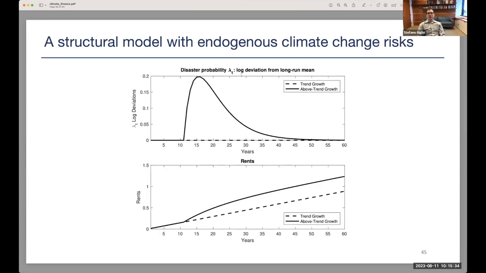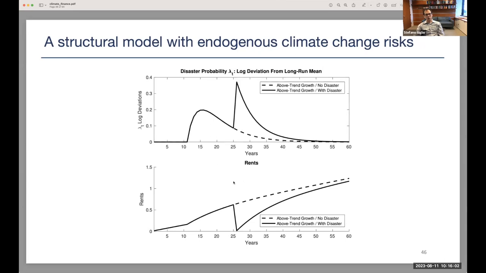So to give you a sense of what kind of paths this model can generate: this first graph is the probability of disaster as deviations from the trend, from a long-run mean, and this is the growth rate of the economy. So the economy was growing at a certain rate, then if for whatever reason the economy was growing faster than usual, then the probability of disaster would increase, right? Due to certain effects, and then slowly go back to trend. And then if there is a disaster, consumption drops and then starts growing a little bit faster, so in the long run it catches up.